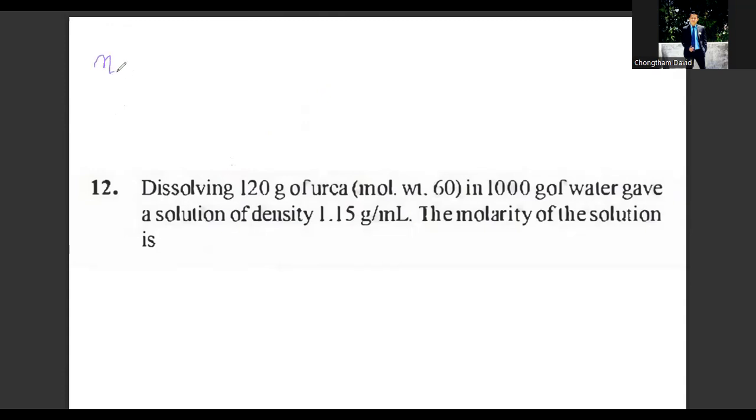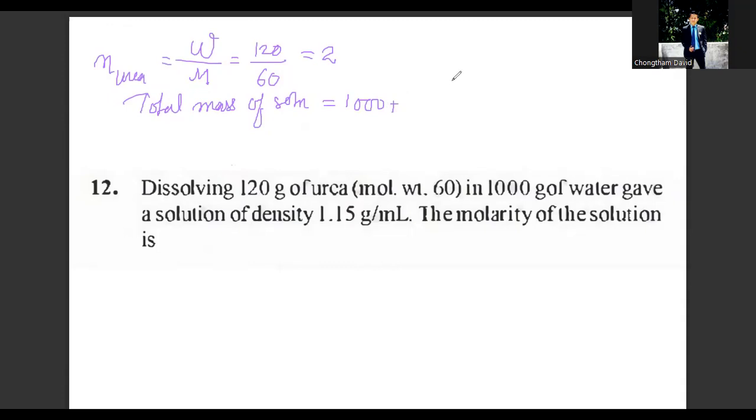Let us see the number of moles of urea. How would you find? Moles is weight by molecular mass. The given weight is 120. Molecular mass of urea is 60. So the answer would be 2. And total mass of the solution is 1000 plus 120 according to the question. So this becomes 1120. You need to add this too.